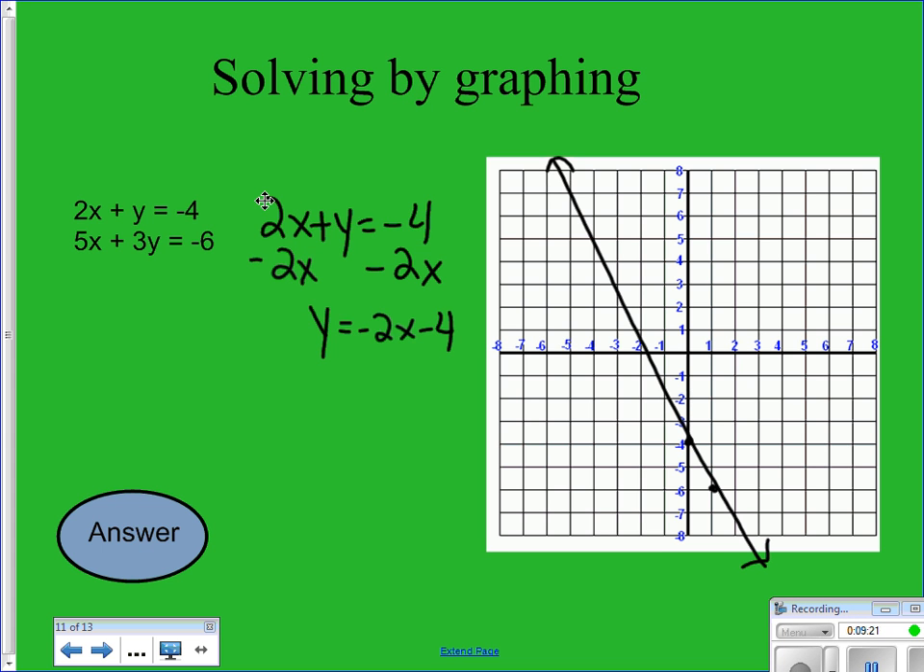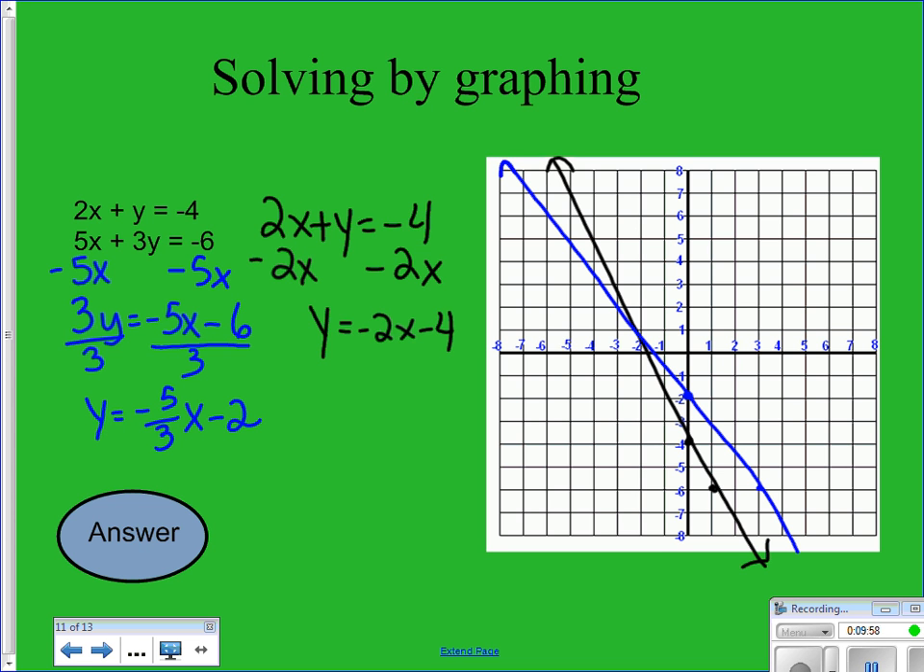Now I'm going to solve this second one for y. I'm going to subtract 5x from both sides. Then I get 3y is equal to negative 5x minus 6. Divide both sides by 3, and I get y is equal to negative 5 over 3 x minus 2. I'm going to go ahead and graph that one. I go down 2, then I'm on the y-axis. Then I'm going down 5: 1, 2, 3, 4, 5, and over 3: 1, 2, 3. So that's here. So here is my line.